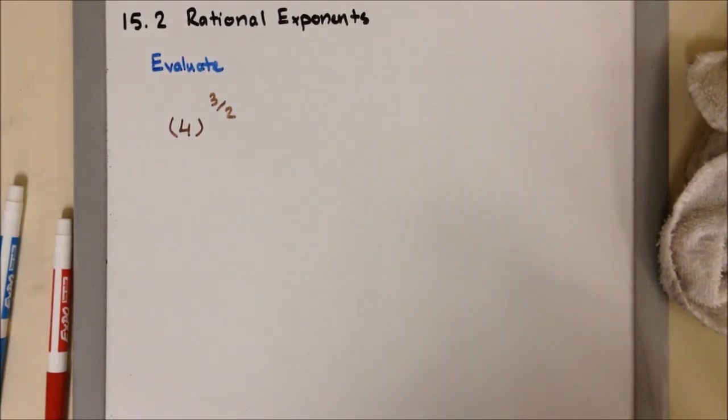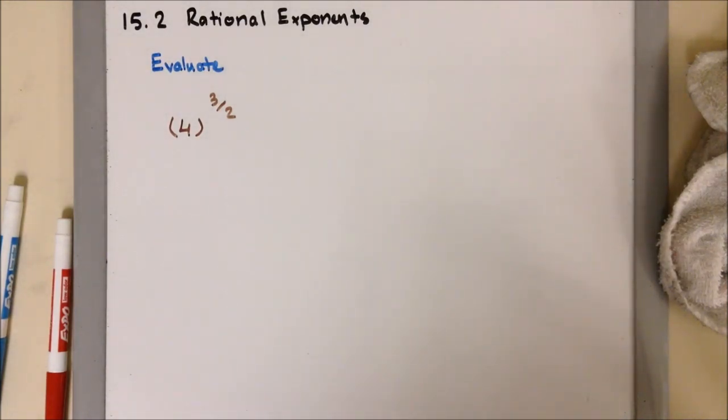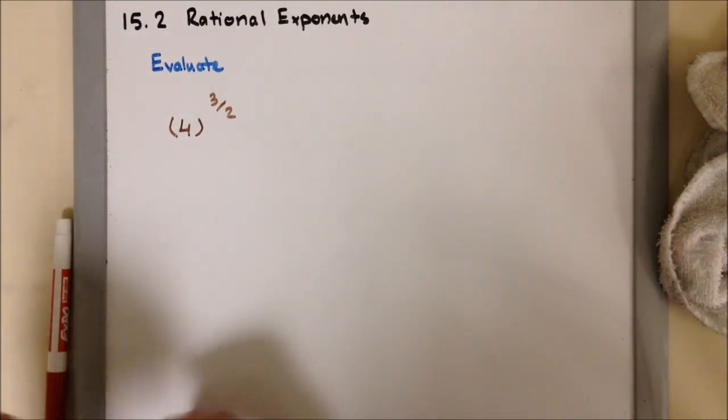Now, in this part, we're going to focus on evaluating with rational exponents. So let's take a look at the first example. We have 4 to the power of 3 over 2. So let's convert that into radical form.